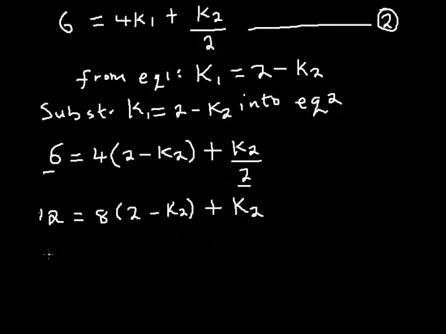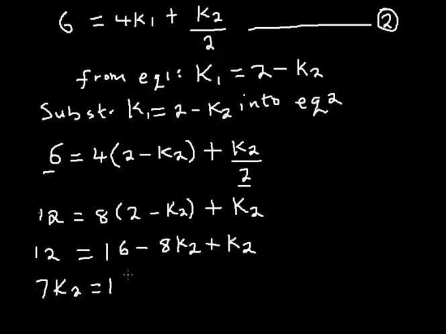So I can now open the bracket. I'm having 12 now equal to 8 times 2, which is 16, then minus 8k2, then plus k2. Minus 8k2 plus k2 gives me minus 7k2. So I'm going to rearrange this equation. I'll take the minus 7k2 to the other side of the equation. It becomes plus 7k2, right? So 16 now, because I'm collecting all items, I'll take 12 to this other side. It becomes minus 12.